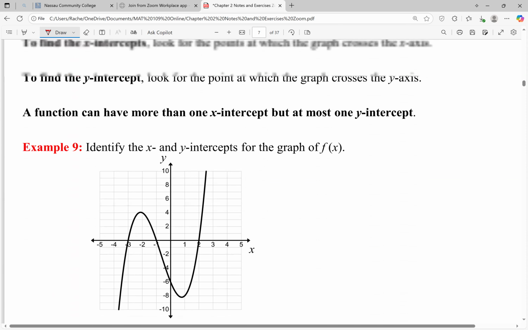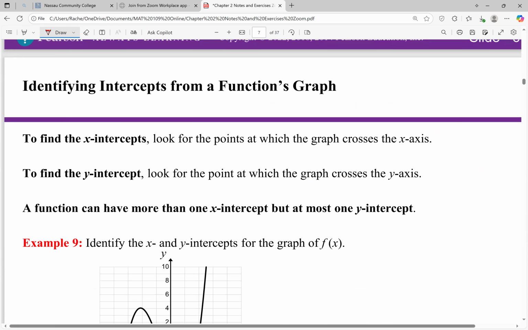So now we have identifying intercepts from a function's graph. Sometimes we might be interested in whether a graph has an x-intercept or a y-intercept. An x-intercept is where the graph crosses the x-axis, and a y-intercept is where the graph crosses the y-axis. A function can have more than one x-intercept, but it can have at most one y-intercept, because if it had more than one y-intercept, it wouldn't pass the vertical line test.